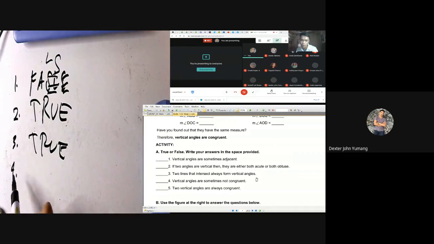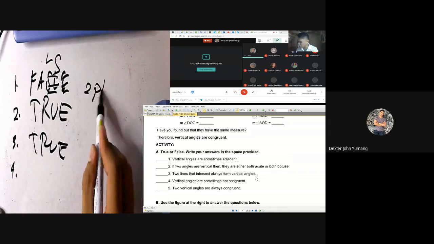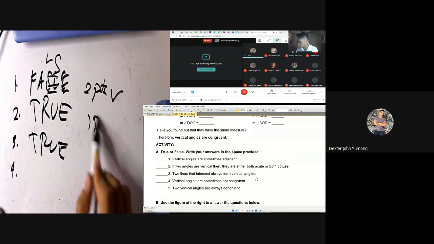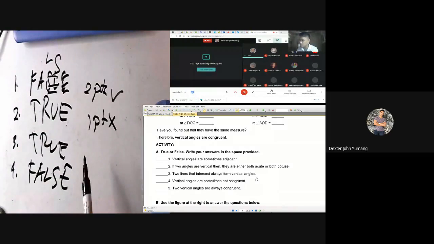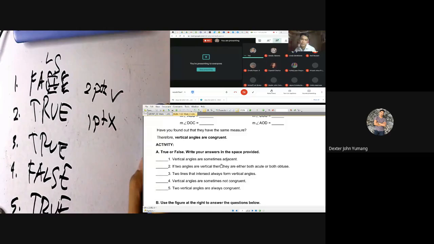Next, number 4. 2 points pang tama dito ha, 1 point pang mali. Vertical angles are not congruent. True or false? When you say congruent, equal. So the answer here is false. Lahat po ng vertical are congruent or equal. Next, number 5, that is true. Sabi daw po dyan, vertical angles are always congruent. So, for letter A, that is 10 points.